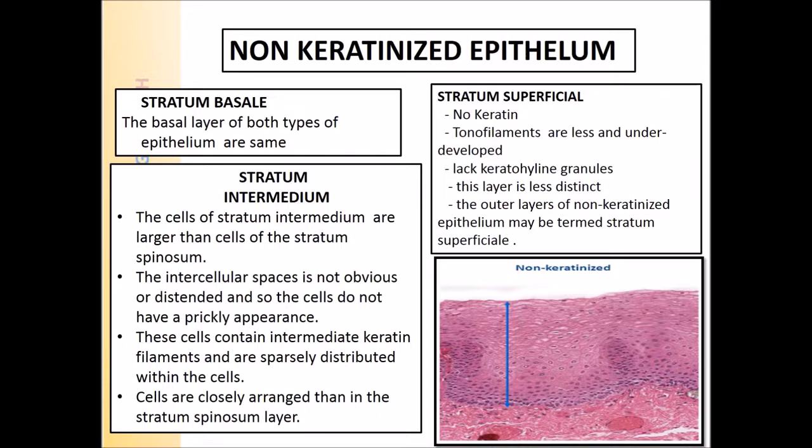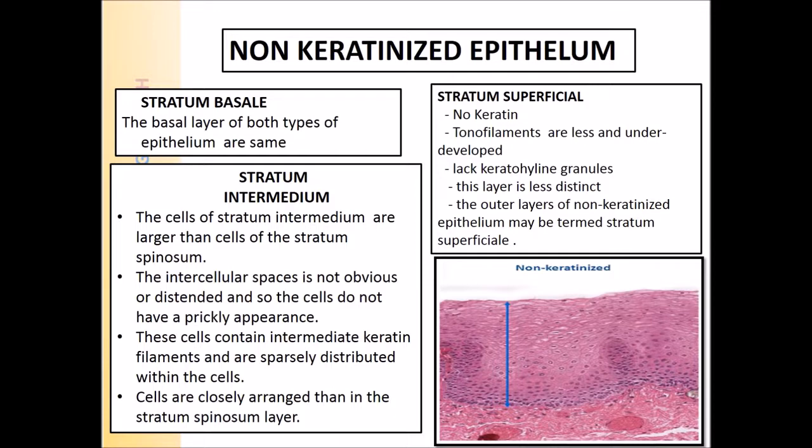In stratum intermedium, the cells are larger than the cells of stratum spinosum. The intracellular spaces are not obvious or distended, and so the cells do not have a prickly appearance. These cells contain intermediate keratin filaments that are sparsely distributed within the cells. Cells are more closely arranged than in the stratum spinosum layer.